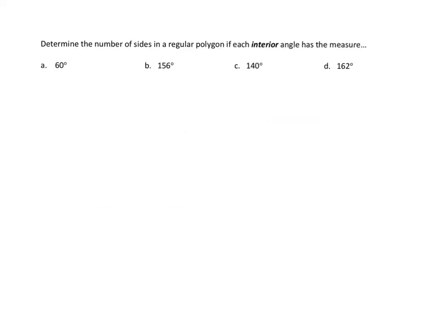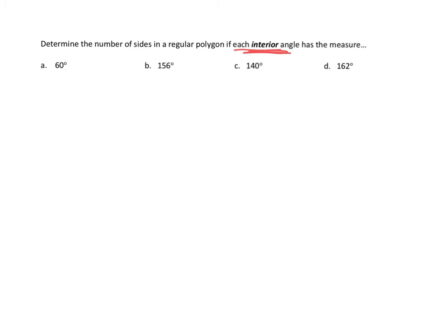We can apply this same idea to work backwards. When I'm given the measure of each interior angle, I can work backwards to figure out how many sides the polygon has if all the angles are the same. In this case, it's a regular polygon, so I know all the angles are the same, so I can go ahead and solve this.